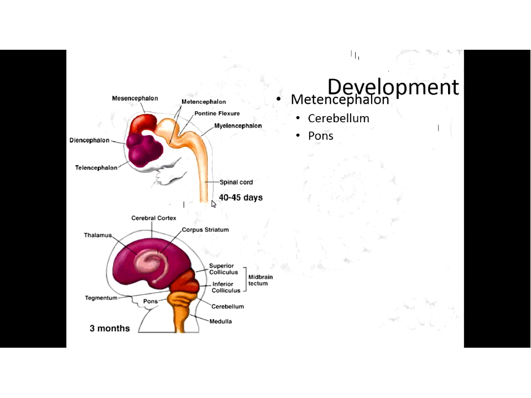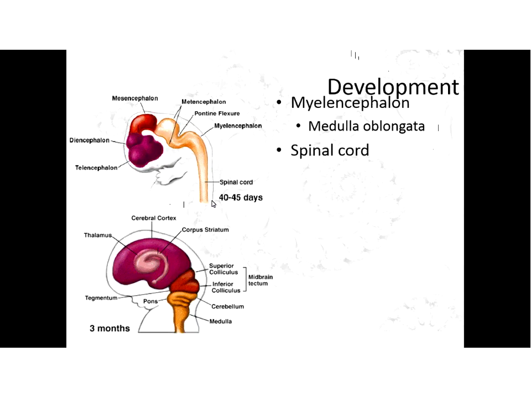After the metencephalon, we have the myelencephalon, which will give rise to the medulla oblongata, which is a great structure to pronounce. So if you can take a little moment right now, say it out loud: medulla oblongata. We'll talk more about its role and function. And then we end up with the spinal cord. The spinal cord is, of course, very important for processing sensory and motor information from the body and relaying that up to the other structures of the brain.